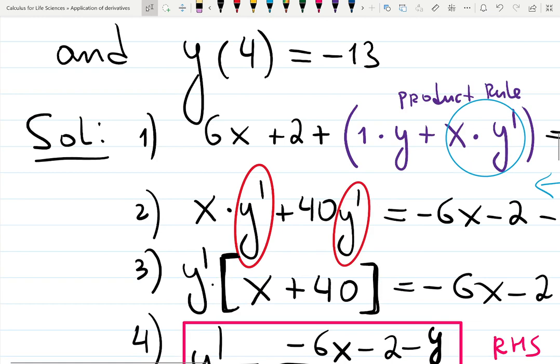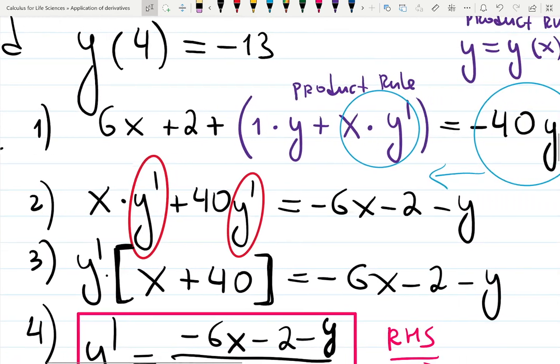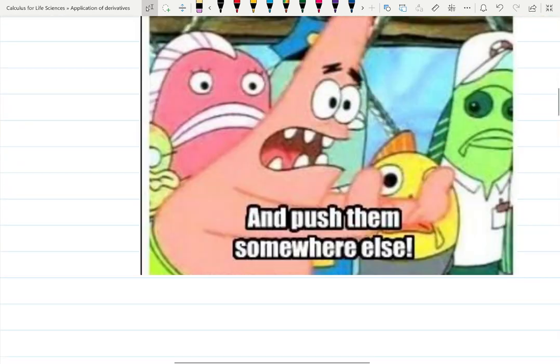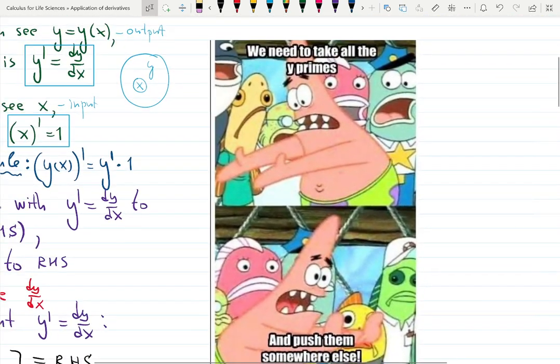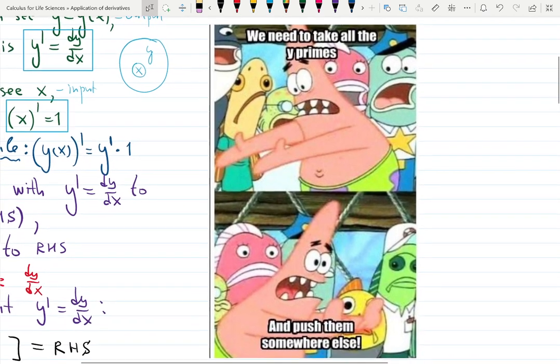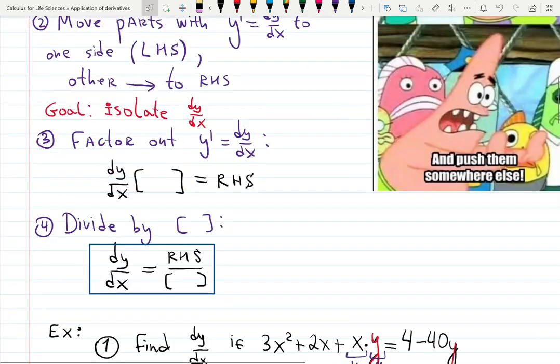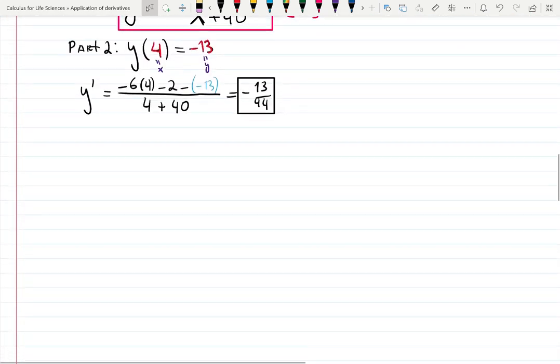The most important step is number 1. You need to differentiate everything. And then you start relocating the important things to the left, not the important things to the right. That's why I have this joke here. We just take all the y primes and push them somewhere else. So choose the side. I choose left-hand side. Just push them to the left. That's exactly the idea of implicit differentiation, okay? You know what? Let's just have the numerator take the whole problem and push it somewhere.